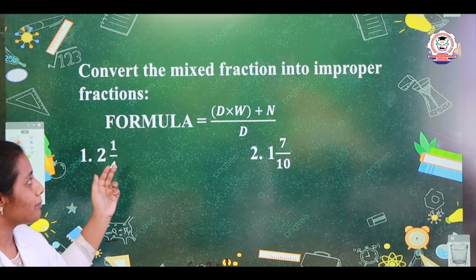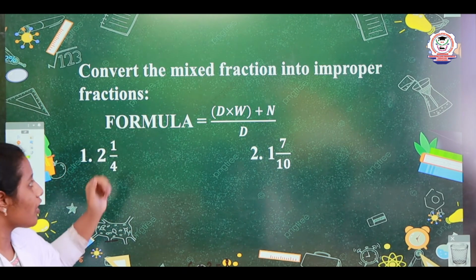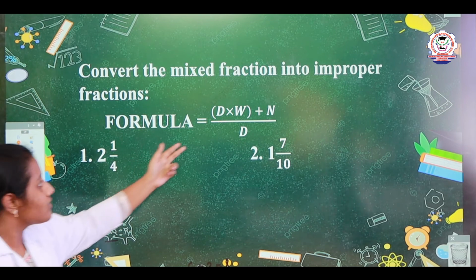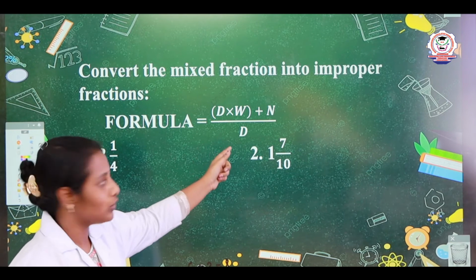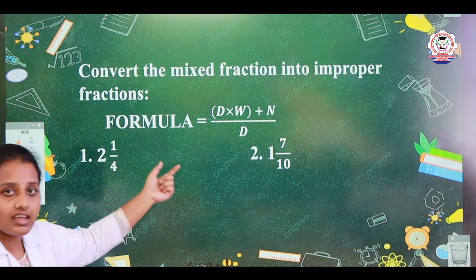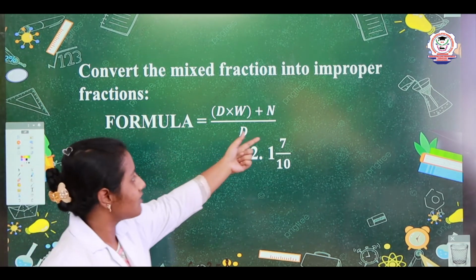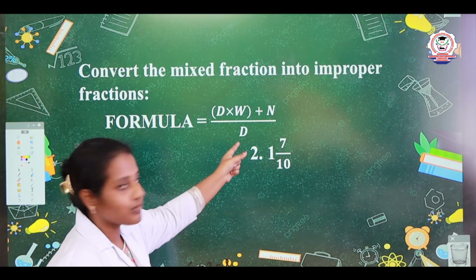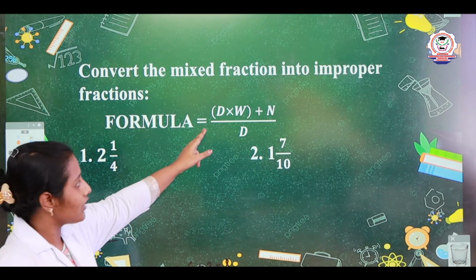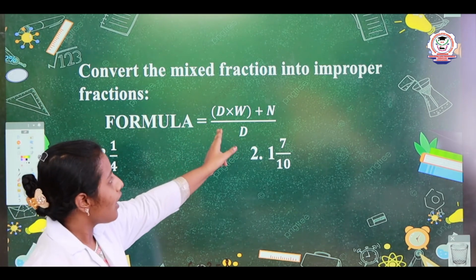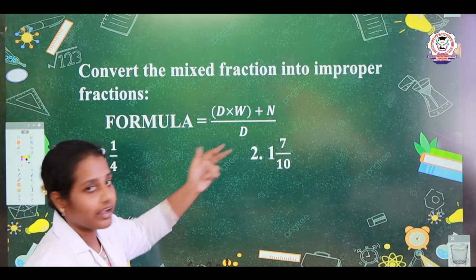Now we will see some examples. See the question they gave: convert the mixed fraction into an improper fraction. I already gave the steps before that. Using the steps, we have made this formula: d times w plus n, over d. Here d is the denominator, w is the whole number, n is the numerator, and the denominator stays d. We multiply the denominator with the whole number, and to this answer we add the numerator, and we will get the answer.